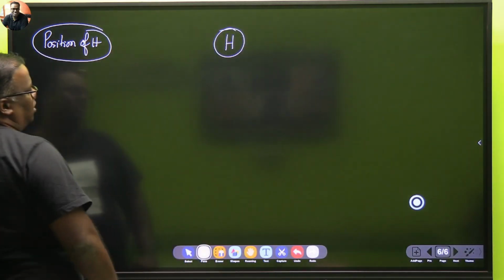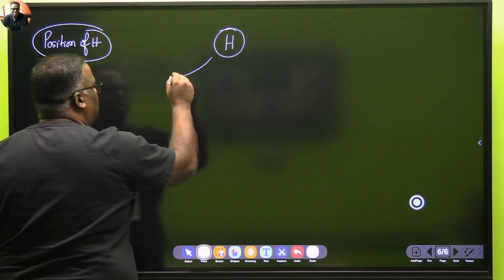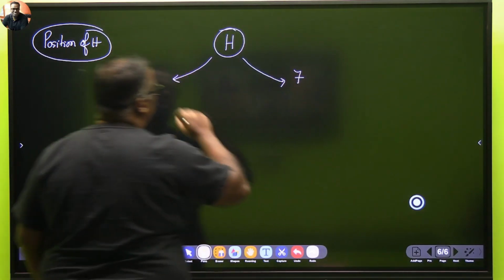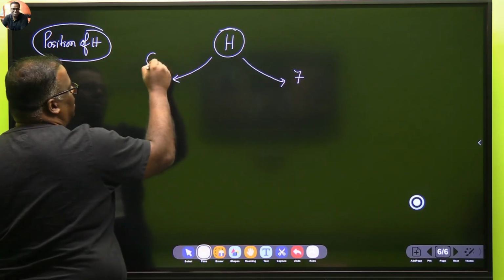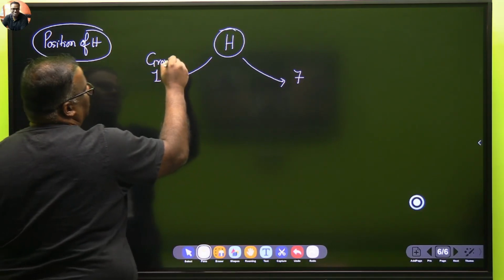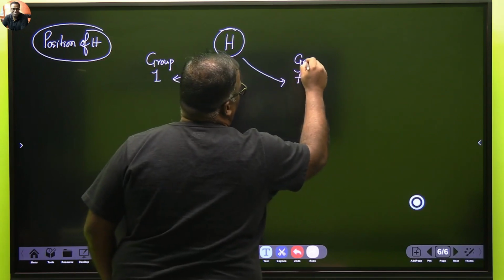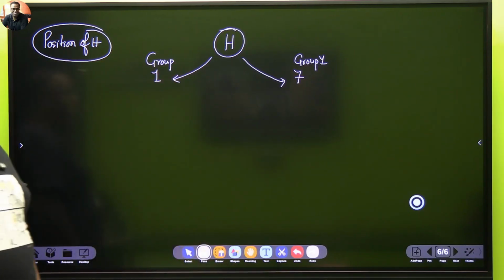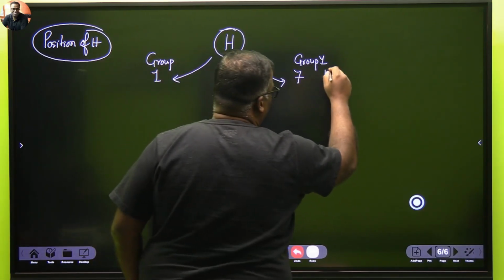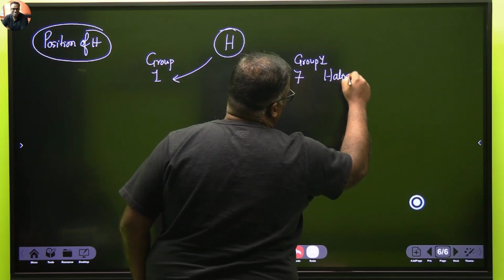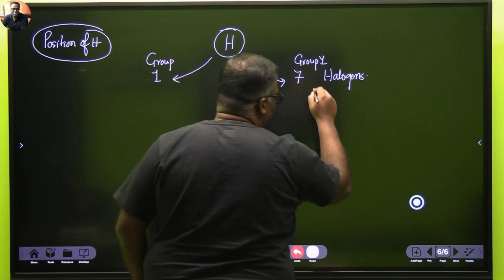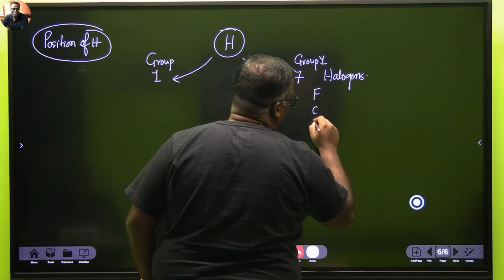So what is the controversy with hydrogen? Hydrogen can actually fit in two different groups. One is group 7 and one is group 1. Let's see why. Group 7 and group 1. What is group 7? Beta, group 7 are the elements which are the halogens. Who all are there in group 7? Sir, fluorine, then chlorine, then, sir, bromine.